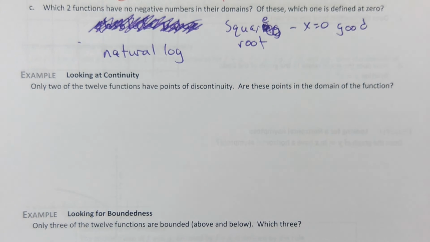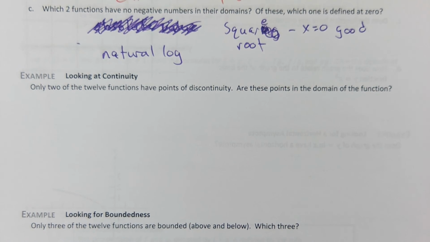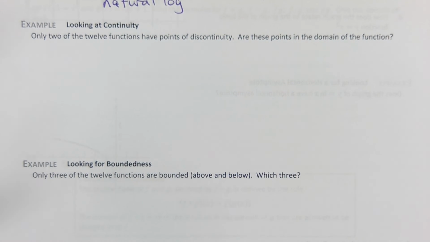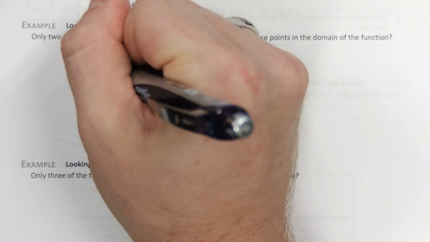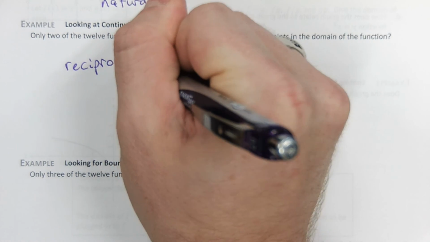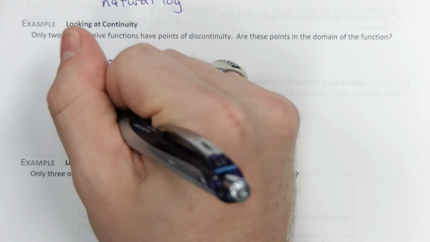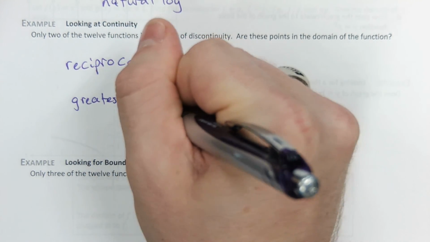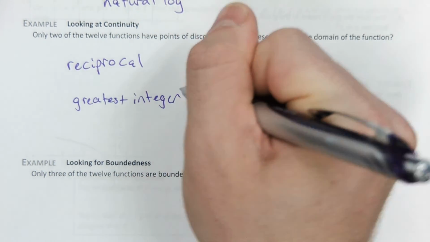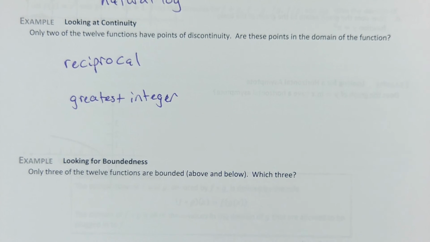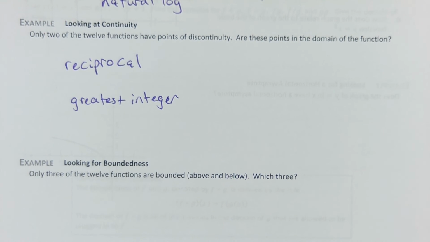Okay, anyway, looking at continuity. Only 2 of the 12 functions have points of discontinuity. Which ones? Adi, give me one. Reciprocal has a point of discontinuity, and what's the other one that has points of discontinuity? Yes, Kate says greatest integer. She's right. Here's the question. For the reciprocal function, is x equals 0 in the domain? No, it is not.